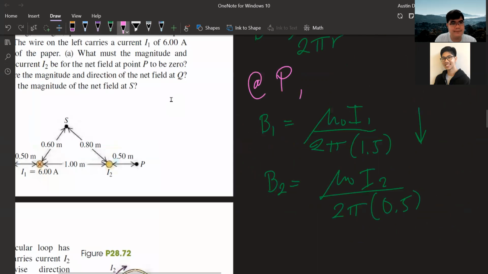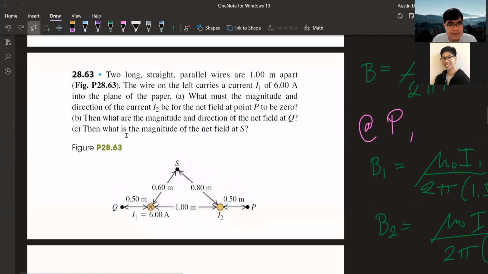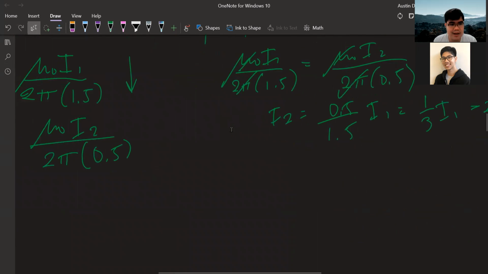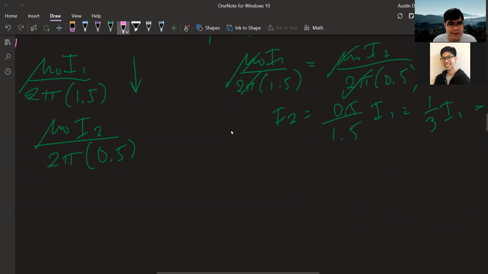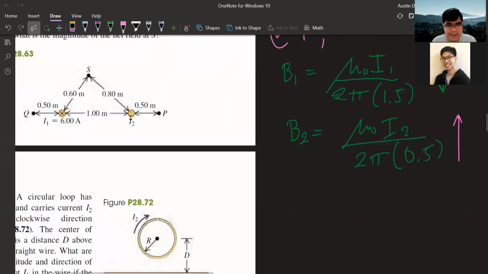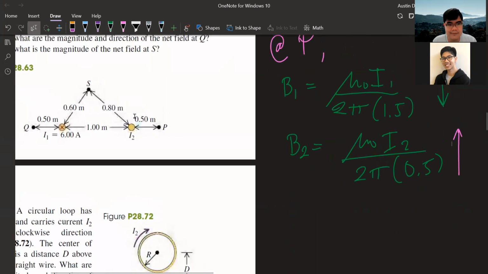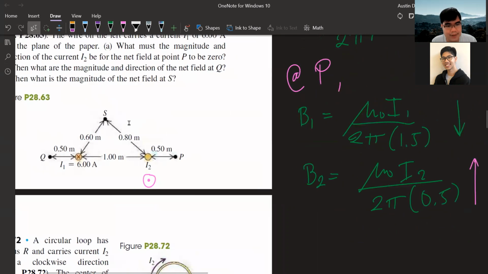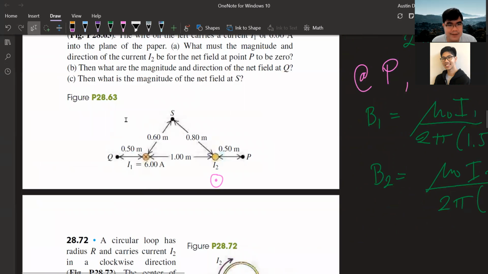Okay? Then, what's the direction? For them to cancel, this must be upward. And to produce that, the current should be out of the page. Okay? So, the current is out of the page.